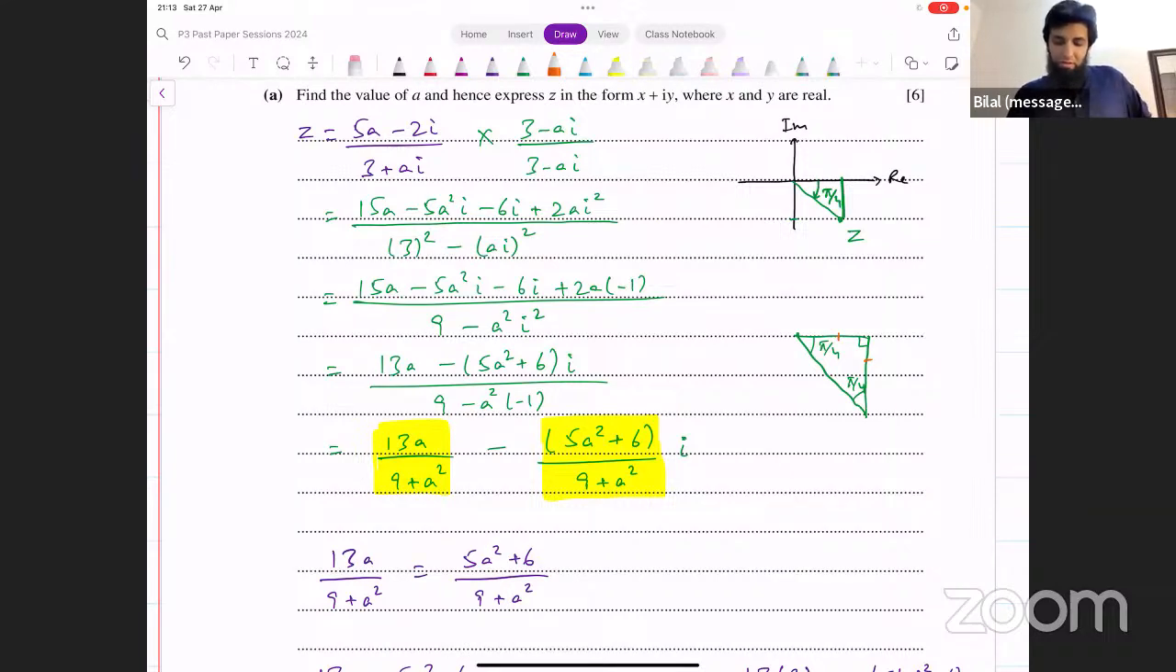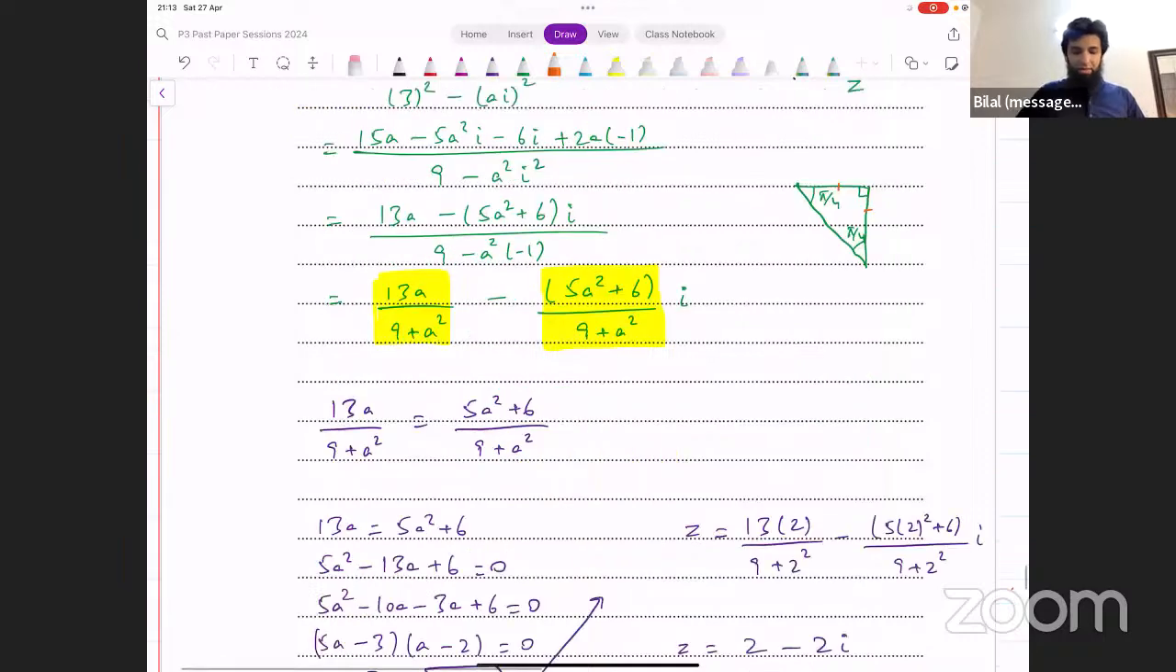Sir, is there any case where the angle is not pi over 4? It is possible. Then you have to use sine, cos, tan ratios, but that will be too complicated. Okay, sir. Thank you.